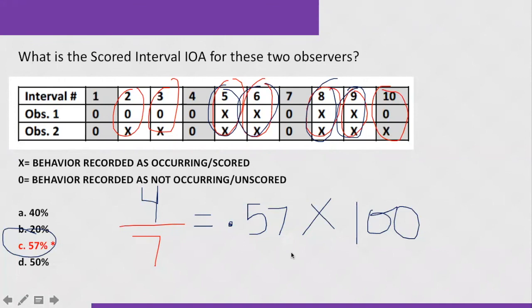That's your Terminology Tuesday for today, 57%. Two observers recorded 10 different intervals, and this is the scored interval IOA for them.